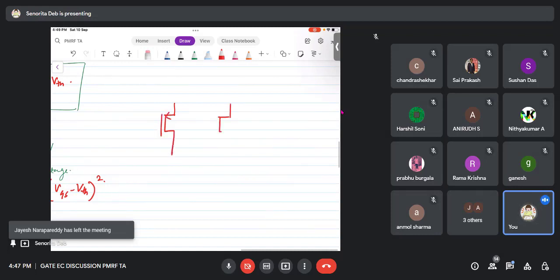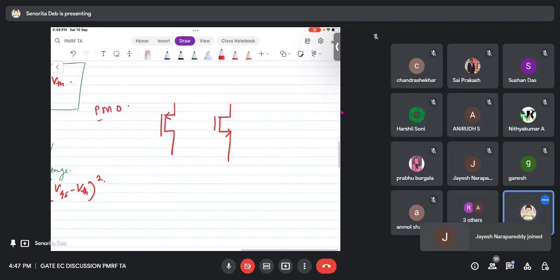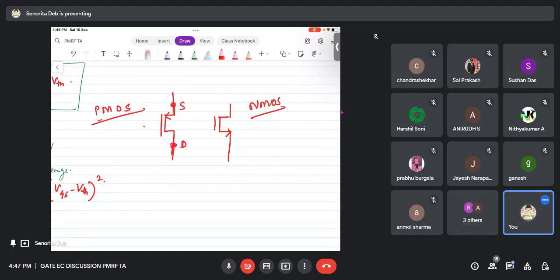PMOS, NMOS. So how I take the convention is, I will take this as source, this is drain, right? And here this is source, this is drain, and I consider the current always to be in the positive direction. So the current flowing from source to drain, and there the current is flowing from drain to source. So current flowing from drain to source, IDS is positive in NMOS and ISD is positive in PMOS.